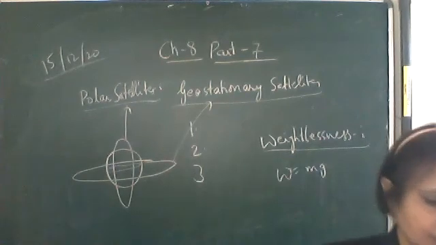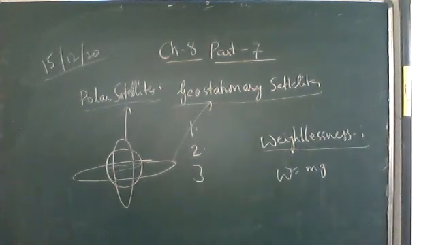Okay, so wherever the acceleration due to gravity becomes zero, there the weight of the object is said to be zero. Like in the satellites, the weight of the object will be zero. Okay, so we have completed this chapter.